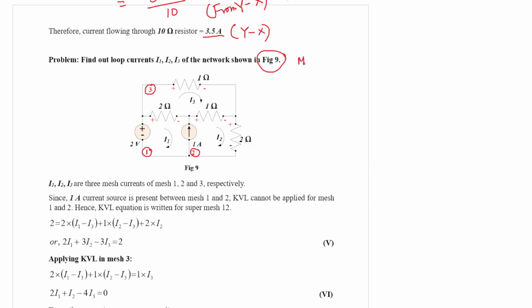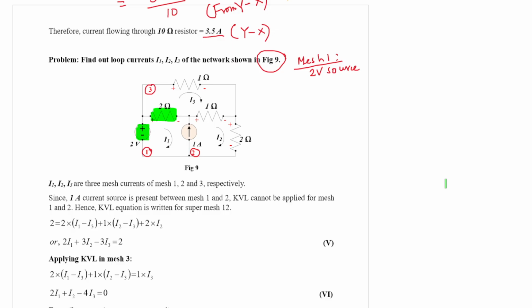If you consider mesh 1, let us make a list of how many potential drops there are. First, we have the potential of this 2 volt source. This is one potential. The second potential drop is across this 2 ohm resistor.